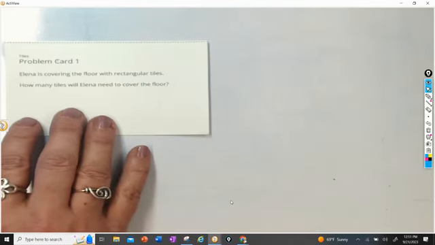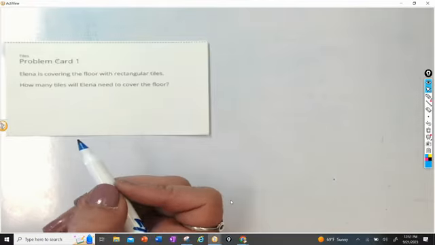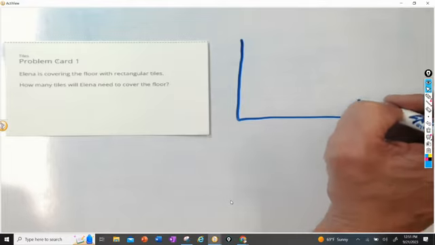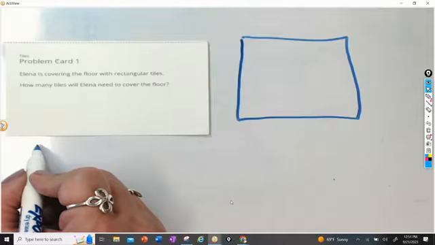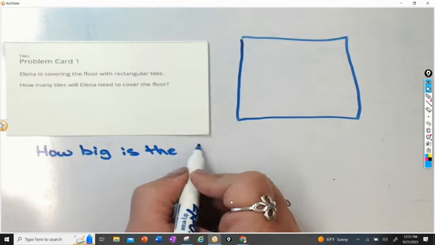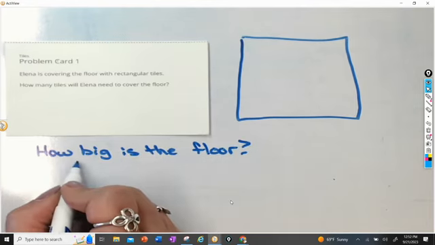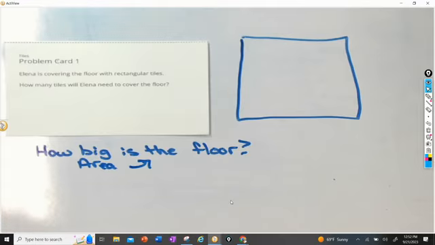So here is problem card 1. Elena is covering a floor with rectangular tiles. How many tiles will Elena need to cover the floor? So I'm going to think about my floor like this. That's the floor in my room that I want to cover with tiles. And then I'm going to ask myself, okay, what do I need to know to be able to cover that with tiles? Well, I need to know how big is the floor. Another way to write that is, what is the area of the floor? Okay. Then I'm going to have to know what the area of each tile is, right?